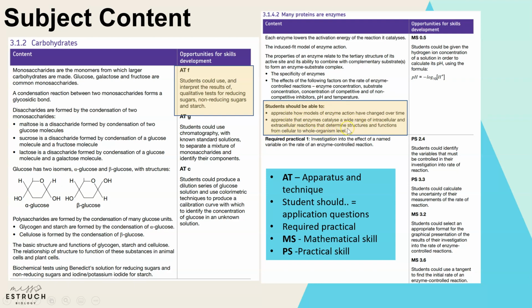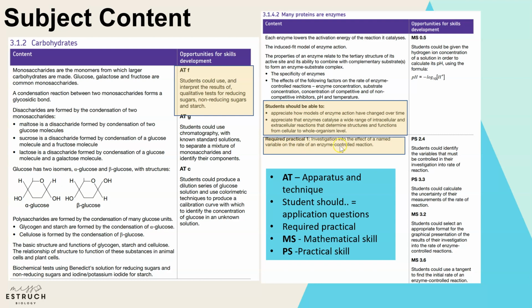So in other words, they're saying you can expect to get a lot of application questions to do with enzymes, which are enzymes you've never heard of, catalyzing reactions you've never heard of, and you have to apply your knowledge to work out how the structure of the enzyme links to the function. So if you want to prepare for application questions, these boxes here, the student should be able to, might be worth going through and highlighting so you can be prepared and then improve your confidence on what kind of application questions you could get.